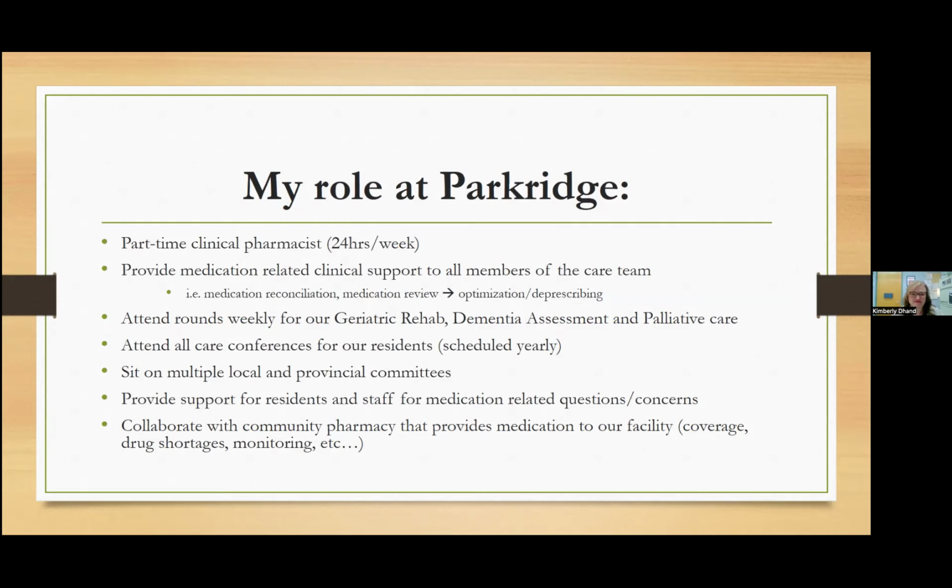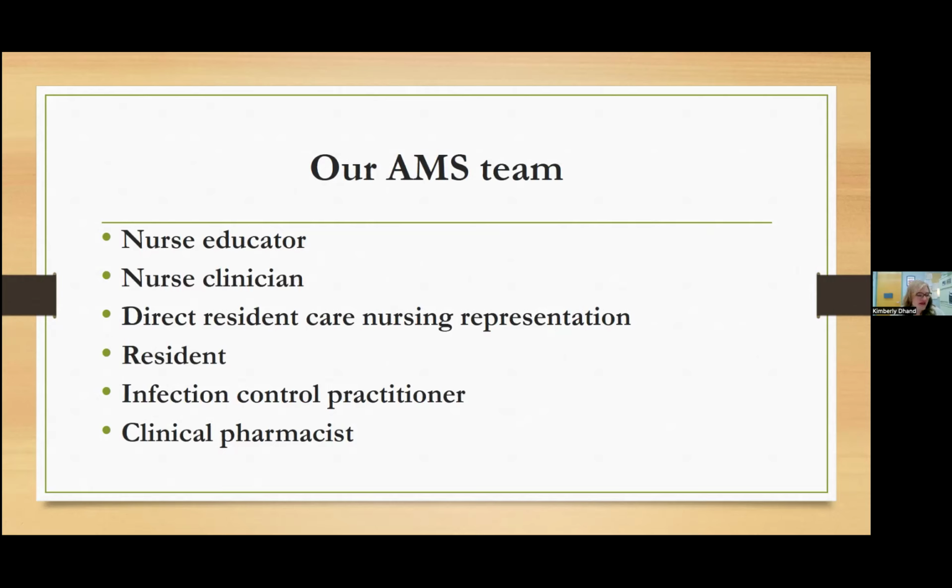So we also have an infection control practitioner, and that person helps guide us by giving us insight from some of the endeavors they're trying to take on from the infection control perspective, and projects they've been working on, which I'll get to a little bit later. And then of course myself, the clinical pharmacist, trying to help in any way that I can with my knowledge of drugs. Next slide.